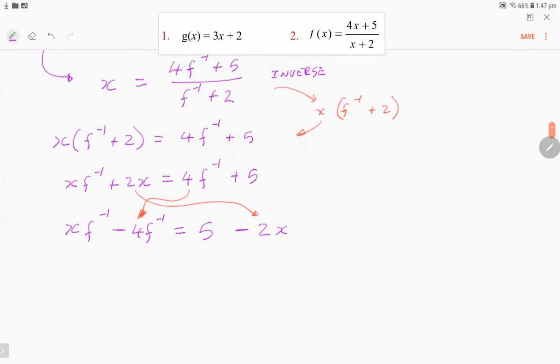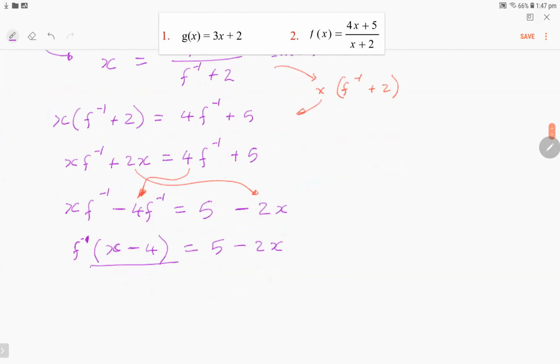What happens next? I'm going to factorize out the f to the minus 1 out of these two terms. I'm trying to make f to the minus 1 the subject. So I'm going to put f to the minus 1 bracket x minus 4 equals the 5 minus 2x. I factorize out f to the minus 1. Then all I need to do now is divide both sides by the bracket as a whole. It's basically the same as dividing both sides by x minus 4, and then they cancel here, so I'm left with that.